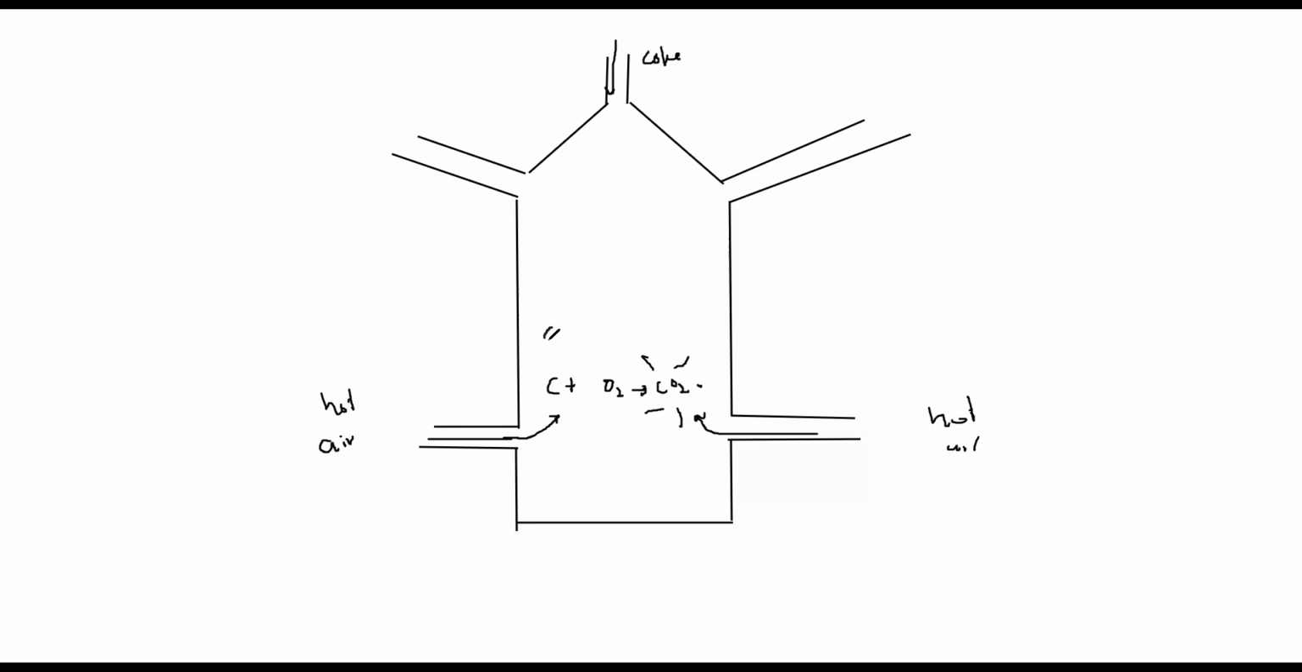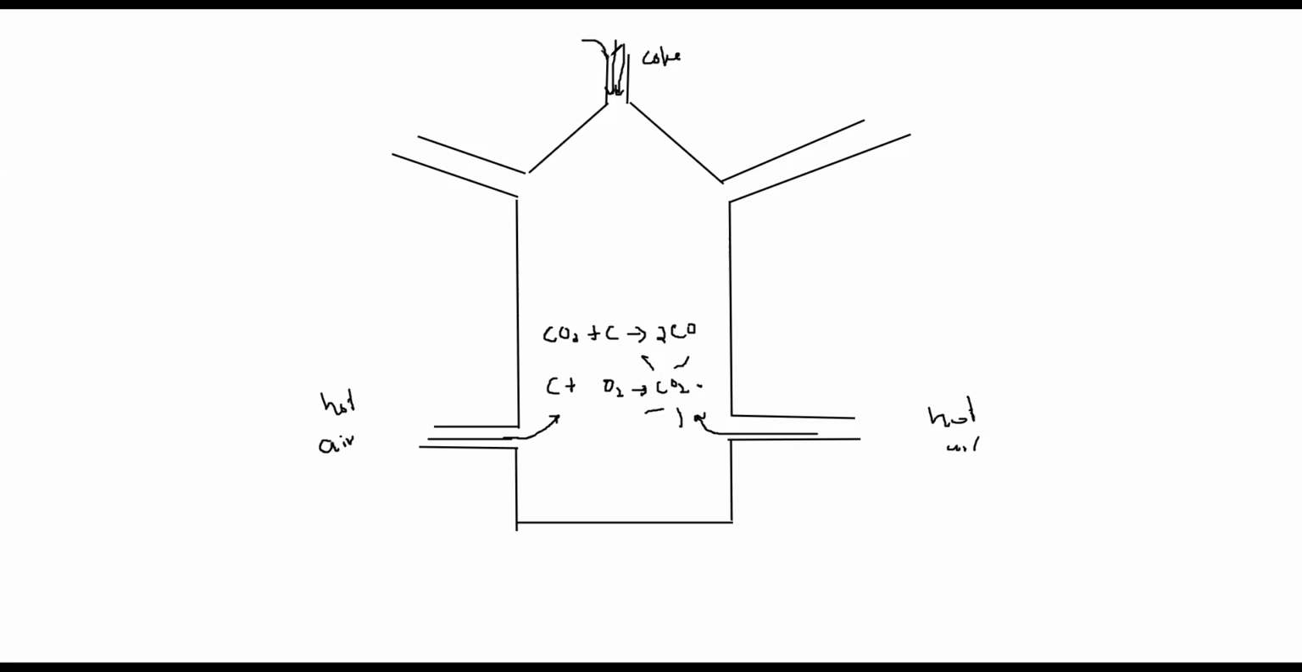Then this carbon dioxide, because we are continuously adding the coke or carbon from the top, carbon dioxide reacts with coke or carbon and it will produce carbon monoxide. So that's carbon monoxide. This carbon monoxide is a reducing agent.